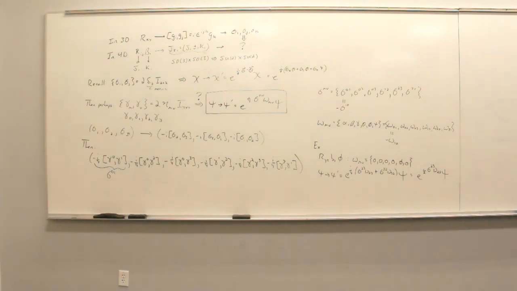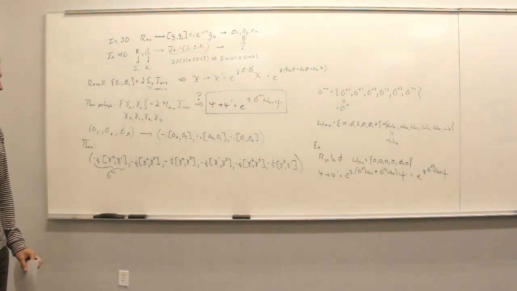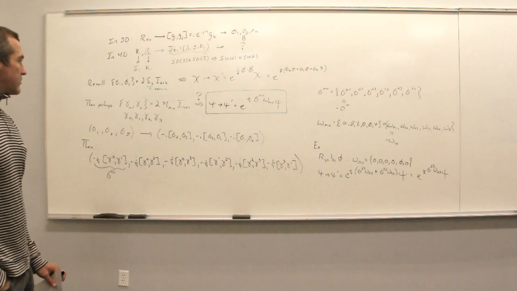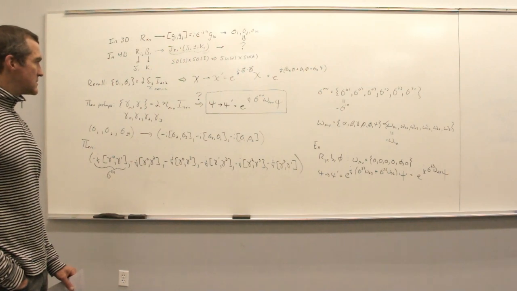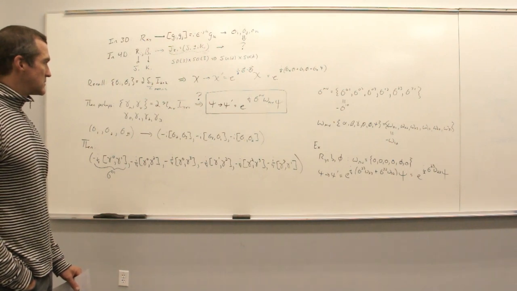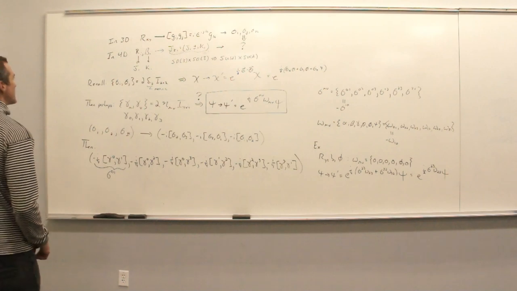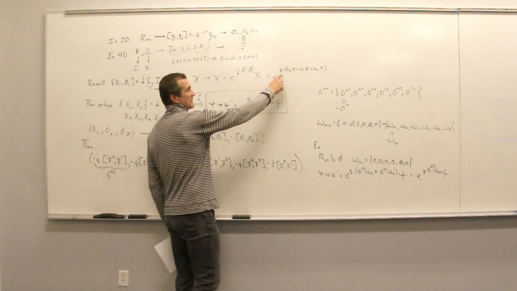Any questions about this? Yeah. Was the 2 introduced in the first place because of the relation between the generators and the sigma matrices in two dimensions? Where does that 2 come from? That 2 is going to be a convention, in the same way that this 2 is a convention.